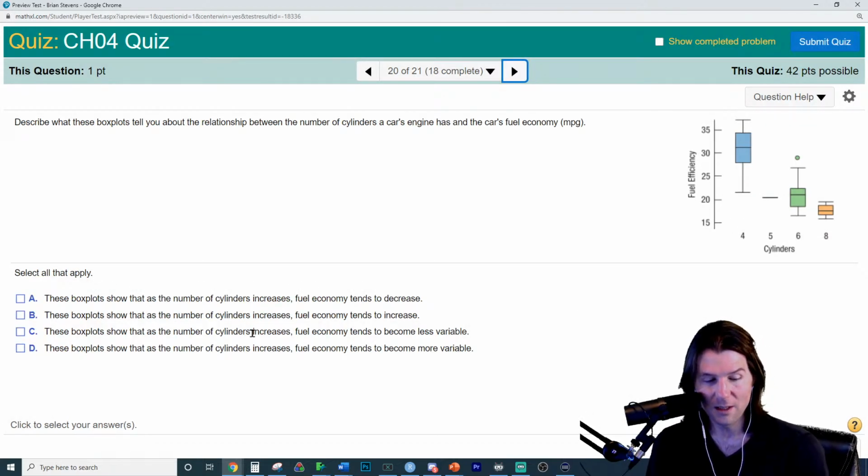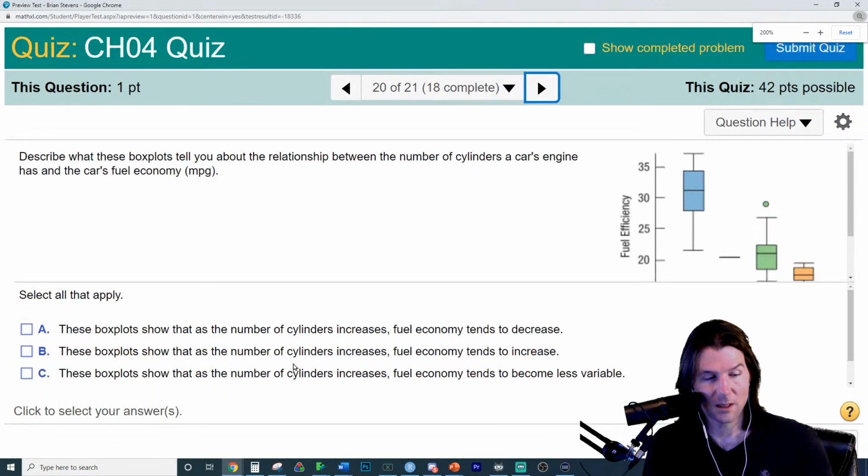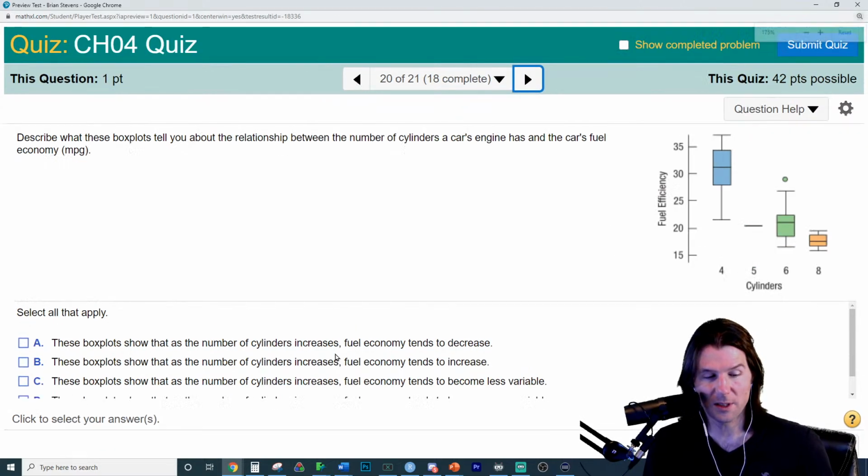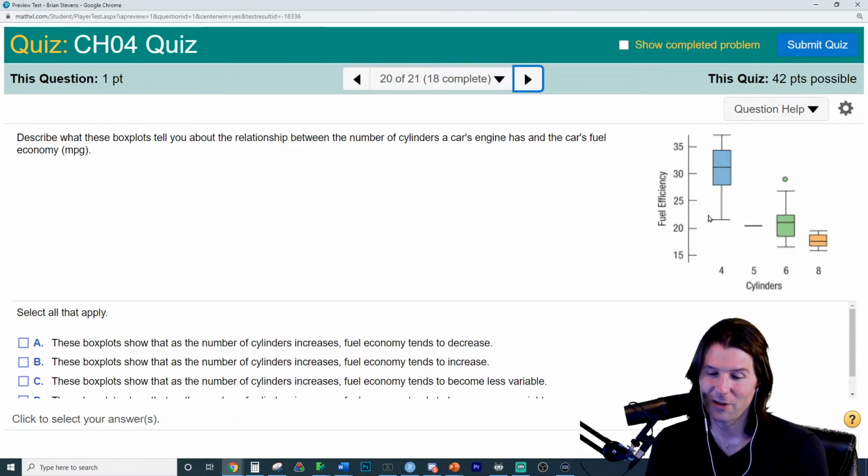Only one question. Oh, we got this. So, describe what these box plots tell you about the relationship between the number of cylinders an engine has and the car's fuel economy. If you look, the median is generally decreasing.